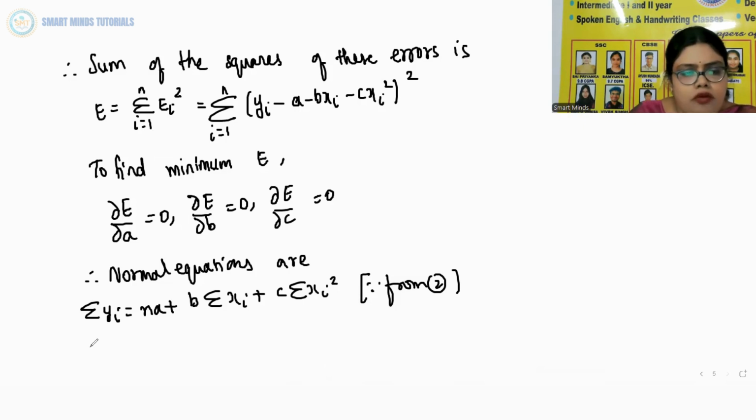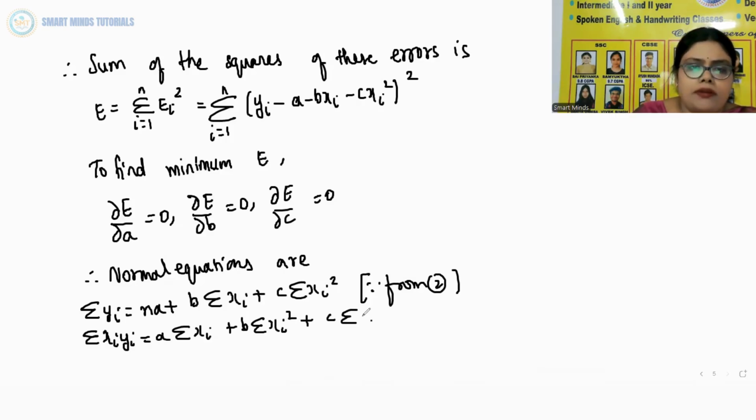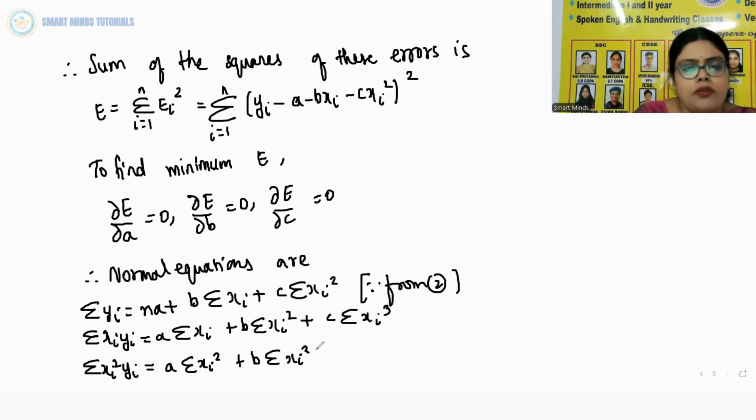Okay. So now we are multiplying xi with each term. So sigma xi yi is equal to a sigma xi plus b sigma xi square plus c sigma xi cube. Now we are multiplying, once again, xi with each term. So sigma xi square yi is equal to a sigma xi square plus b sigma xi cube plus c sigma xi power 4.